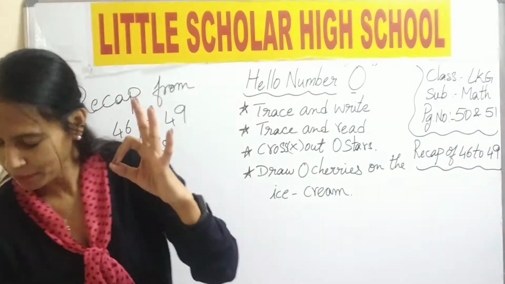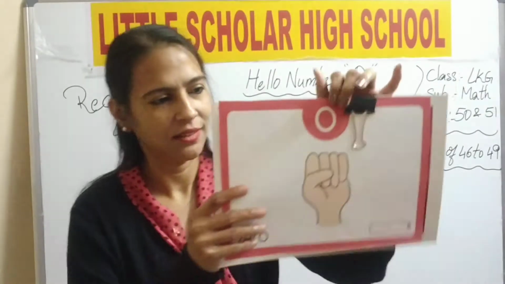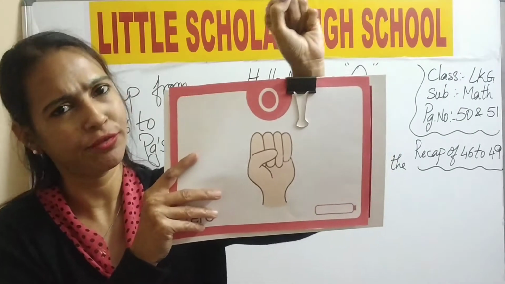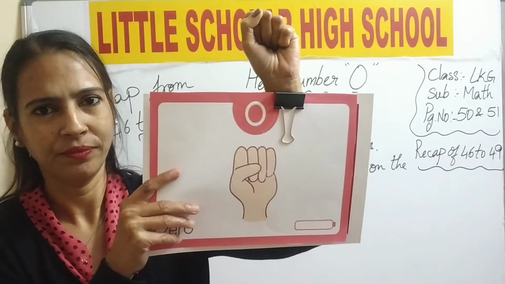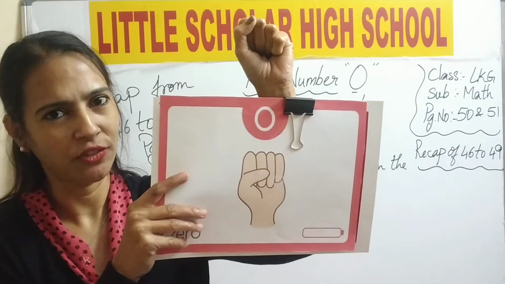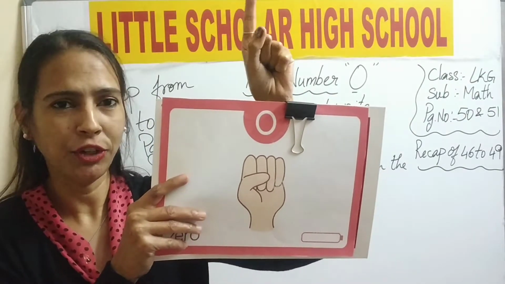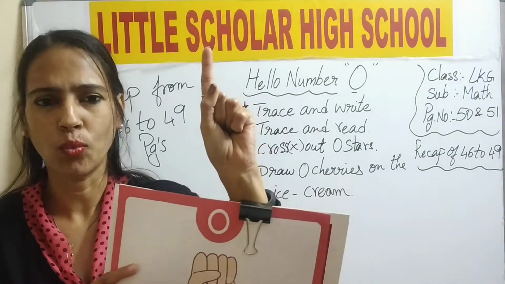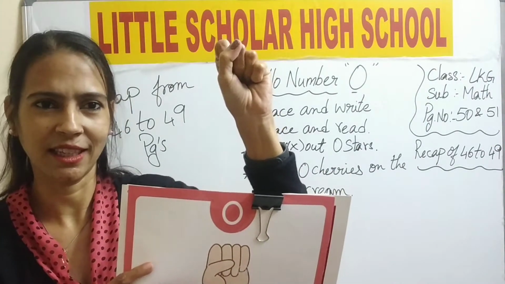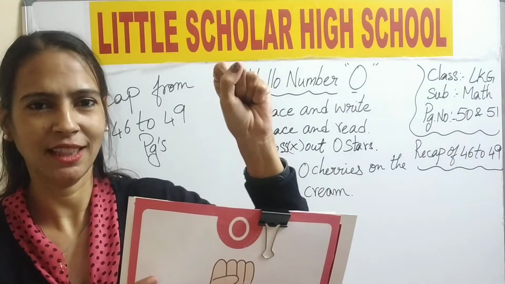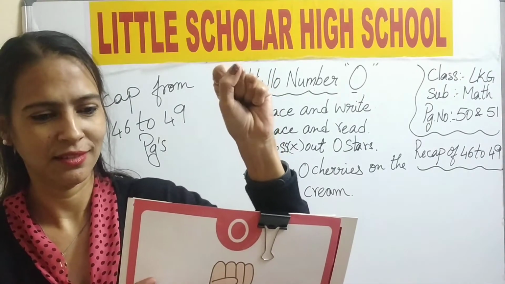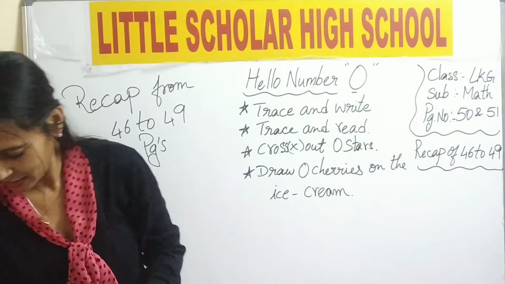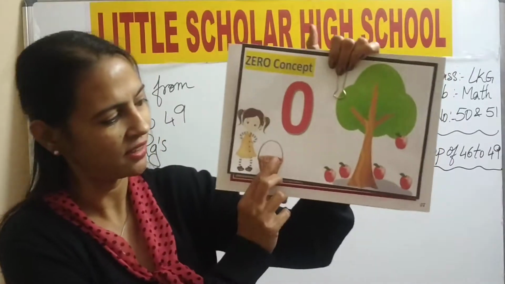Okay? Now the same thing, I'll show you a flashcard. See. When you close all your fingers, it is 0. So you close all your fingers. So what it is? It is 0. But when you open your finger, that means you can count, right? So this is 1. And this is nothing. 1. Nothing. 1. Nothing. Okay? Nothing means it's 0.